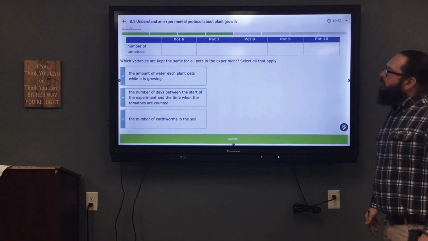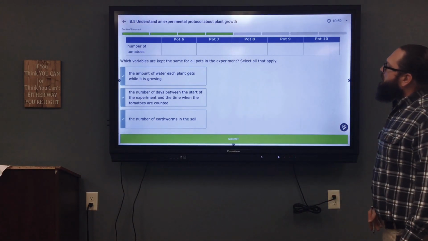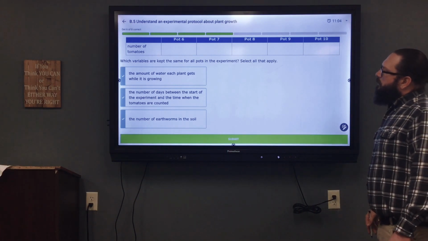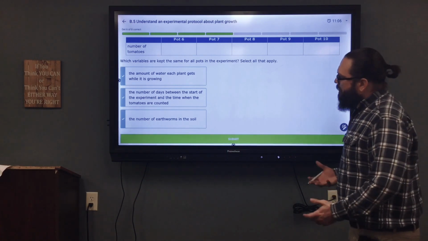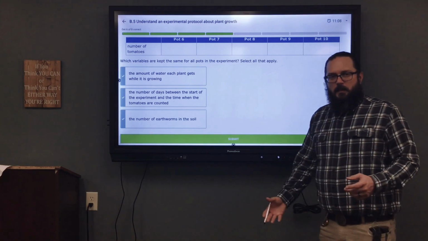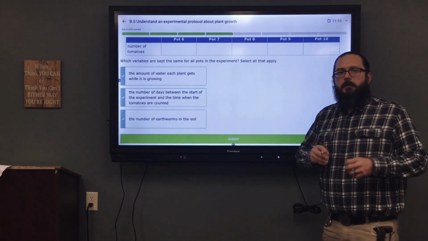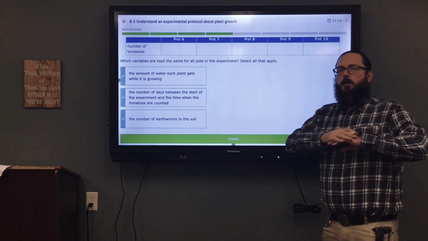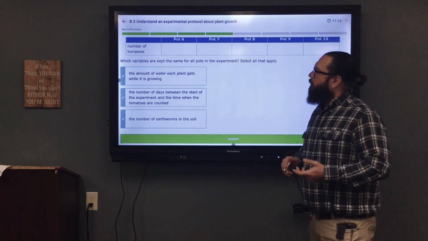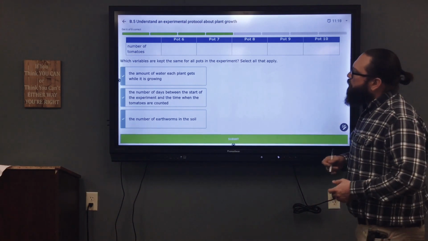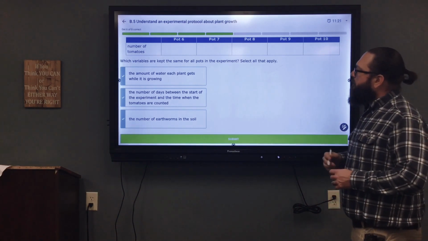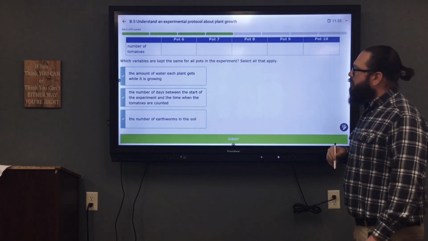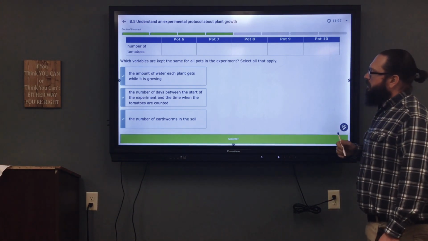Which variables are kept the same for all pots in the experiment? So, what this is talking about is, is there anything that we are doing to these plants and pots that is the same for all 10? So our options are the amount of water each plant gets while it's growing, the number of days between the start of the experiment and the time when the tomatoes are counted, or the number of earthworms in the soil.